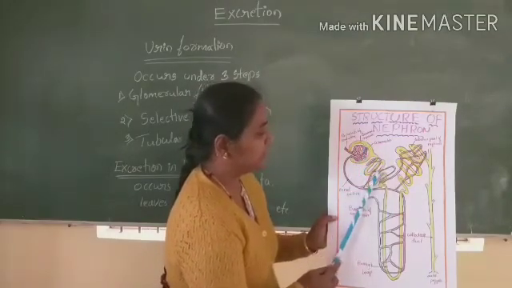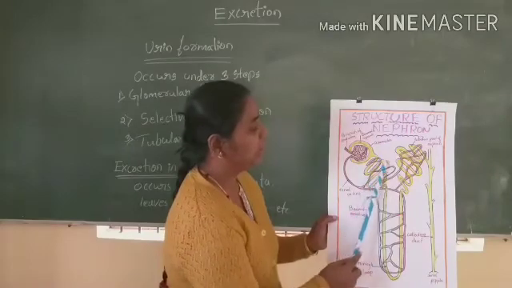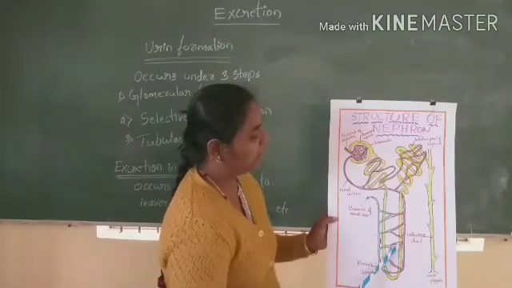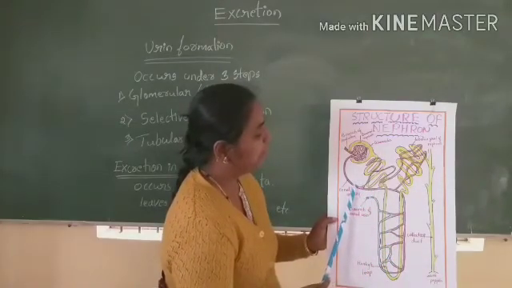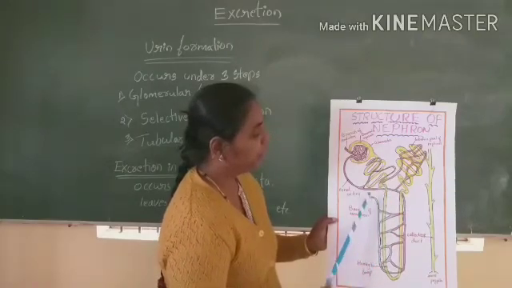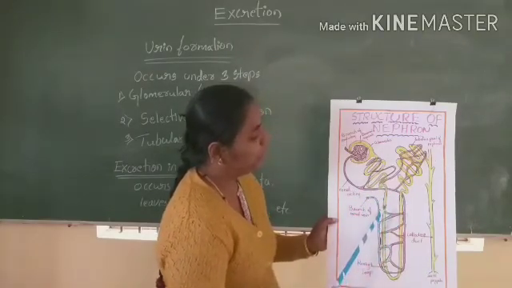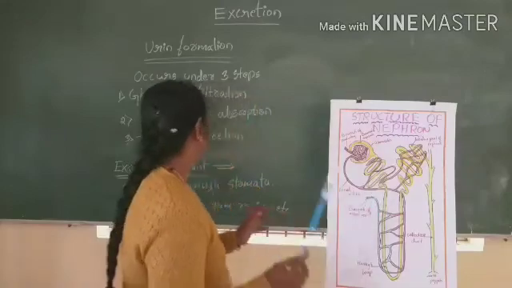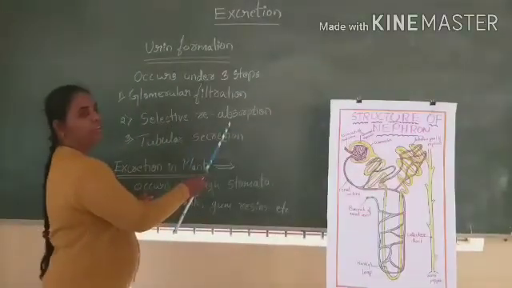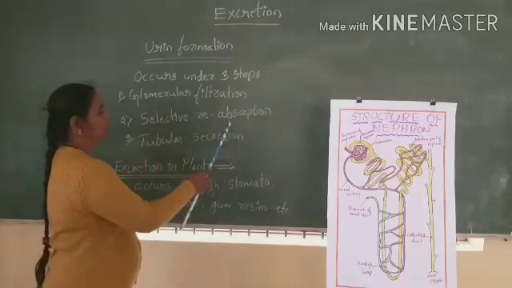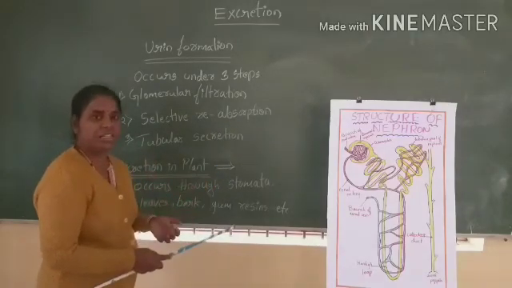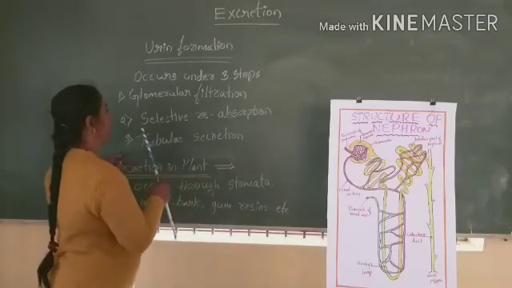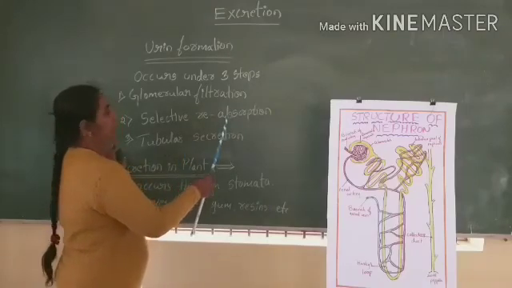Therefore, in the next stage, the essential materials are reabsorbed from the convoluted tubule and Henle's loop. That is, reabsorption is done by the surrounding blood capillaries. The surrounding blood capillaries reabsorb the required materials from this tubule. Therefore, that step we call selective reabsorption. That is, from the filtrate, the essential materials, if water is required, if amino acids are required, if some vitamins are required, are reabsorbed by the surrounding blood capillaries. So this step we call selective reabsorption.